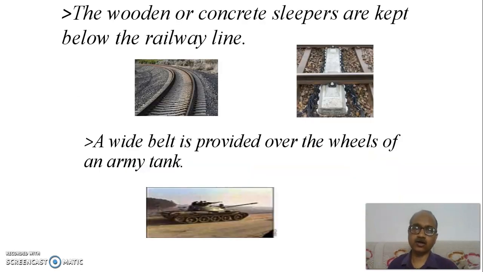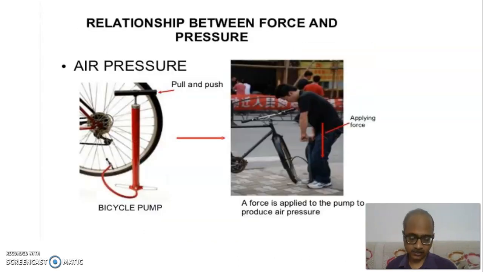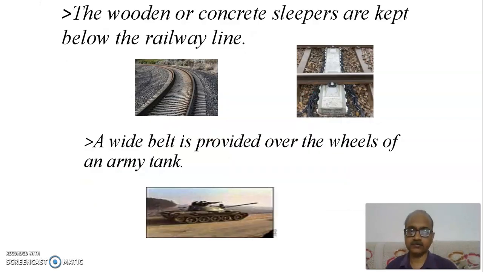Similarly, the wooden or concrete sleepers that are placed below the steel railway lines are quite broad in area. Since the area is more, the pressure of the train falls on them and is less, and the train can easily pass over these railway lines.